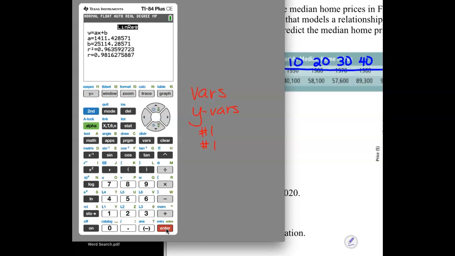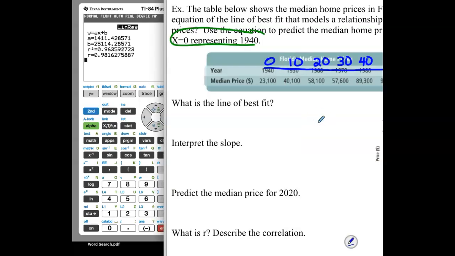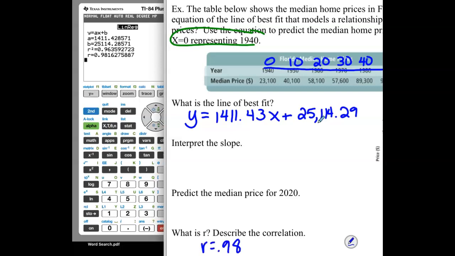All right, so we want to put down our line of best fit. Y equals our A value, 1,411. Let's just round to 2 decimals for this one, 43, times our X plus our B value, 25,114.29. Anything 5 or higher, we would round up. Notice our R value is 0.98. Again, that is very close to 1, so I would say this is a very strong positive correlation.